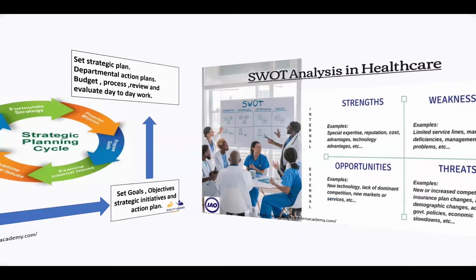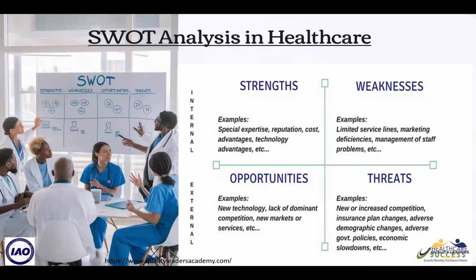Okay. Now, SWOT analysis in healthcare. You all know SWOT analysis: strengths, weaknesses, opportunities, and threats. The SWOT matrix is one of the most famous strategic tools. Right here, see, what are your strengths? What are your weaknesses? What opportunities do you have in the market? Strengths and weaknesses are internal. Opportunities and threats are external.